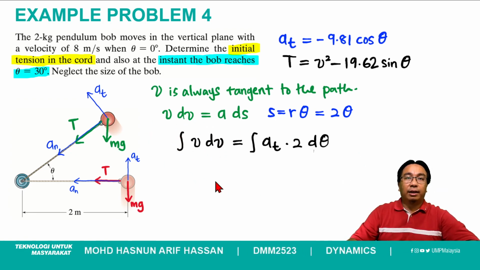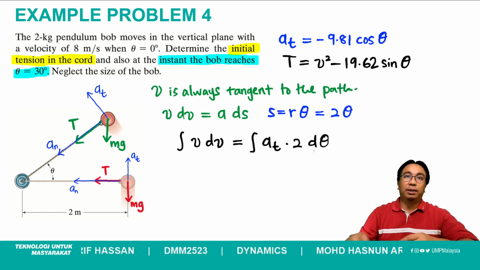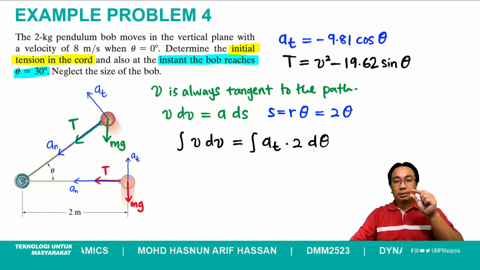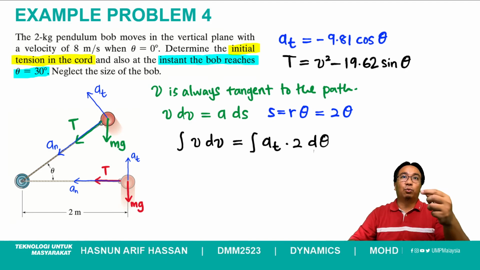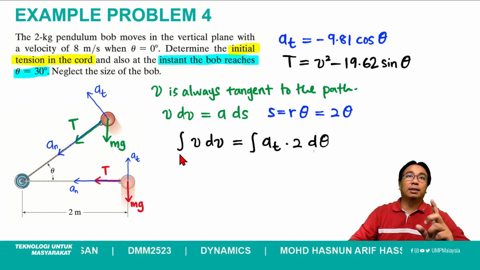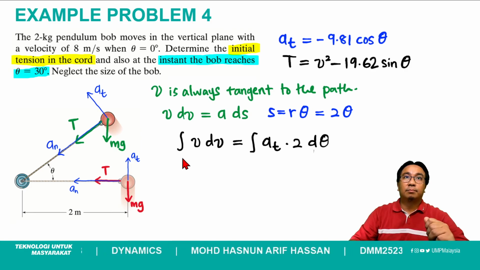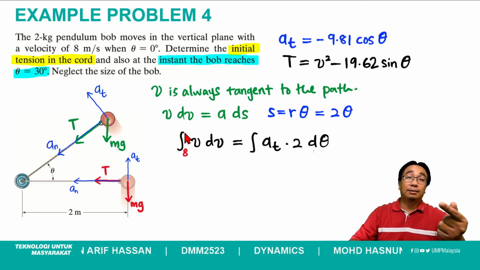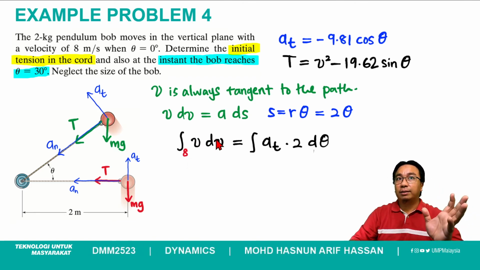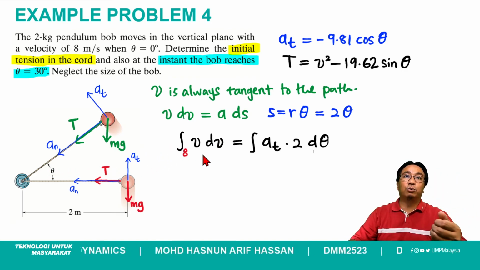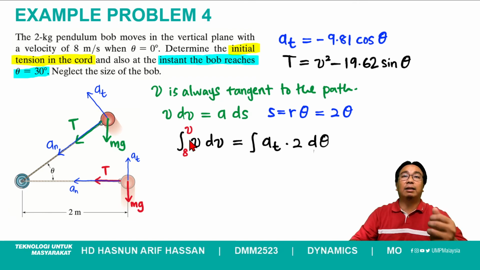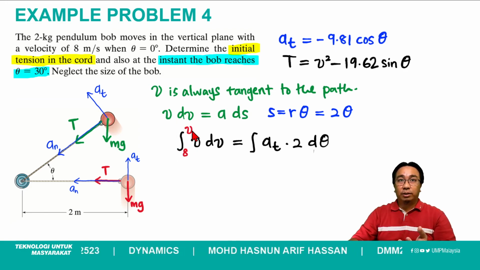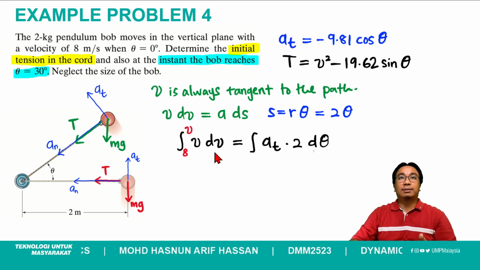When we want to integrate, we need to know the range. What will be the range to integrate for velocity? Range ni mesti daripada initial kepada apa yang kita nak sekarang. So, for velocity, what is the initial velocity? 8. Good. Initial velocity is 8. So you integrate from 8 until berapa? You don't know what is the velocity at theta equals 30 degrees. So you integrate from 8 until v because the v at 30 degrees is still unknown. So this will be the range for left hand side integration.